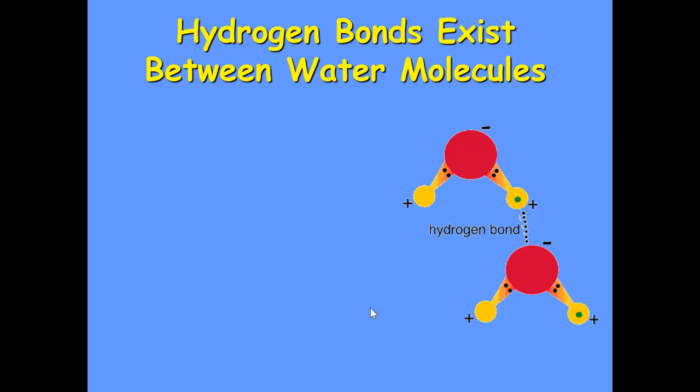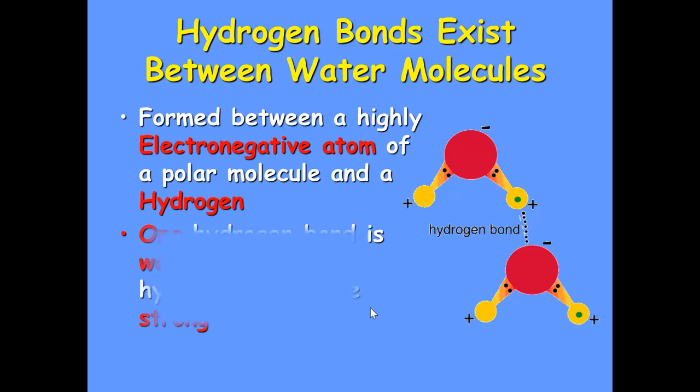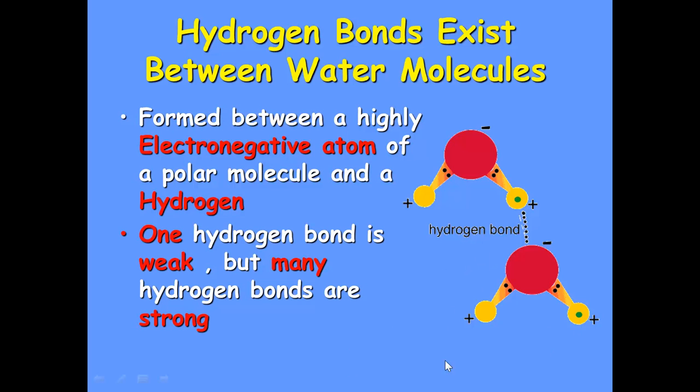All right, let's talk about hydrogen bonds. Hydrogen bonds exist between water molecules. If you look at the diagram on the right, you have one water molecule attaching to another water molecule. The dotted line shows them bonding. The more positive side of one water molecule is attracted to the negative side of the other. That is a hydrogen bond, and that's how water molecules attach to each other.